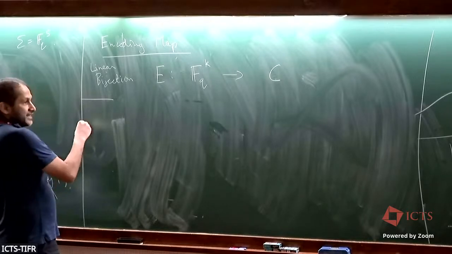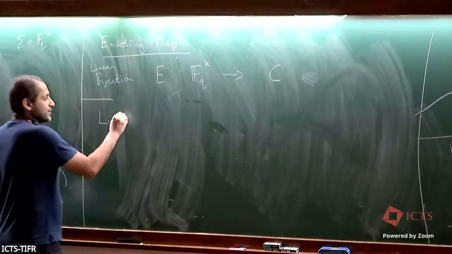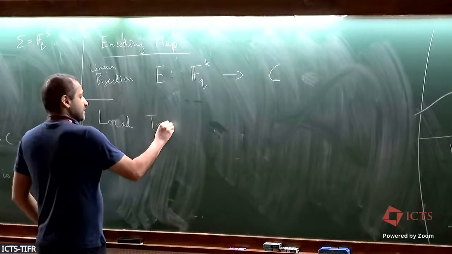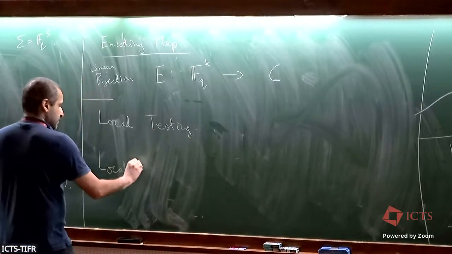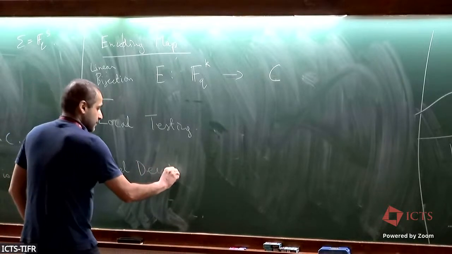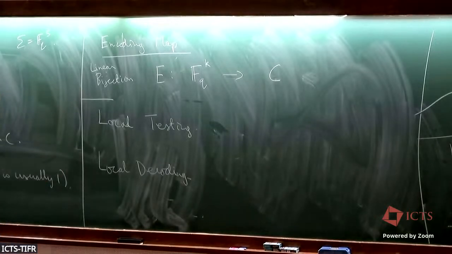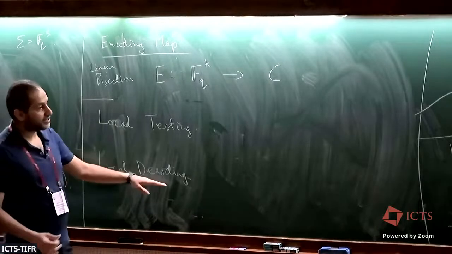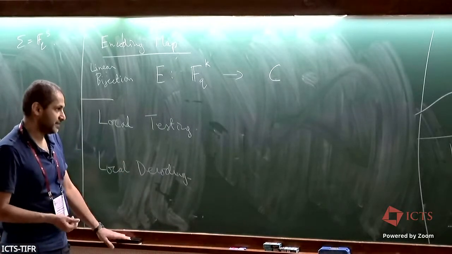Okay, so there are some more modern questions that people study. These are called local testing and local decoding. We already saw what decoding is. Local decoding is somehow an even sparser version of this, where one doesn't even run in polynomial time, one runs in even sublinear time.